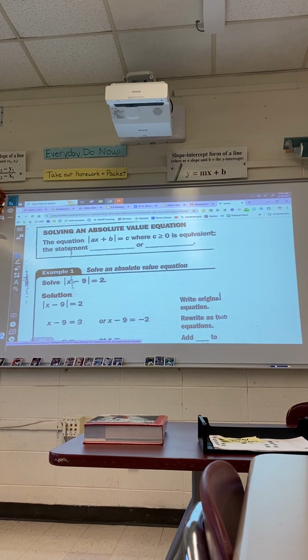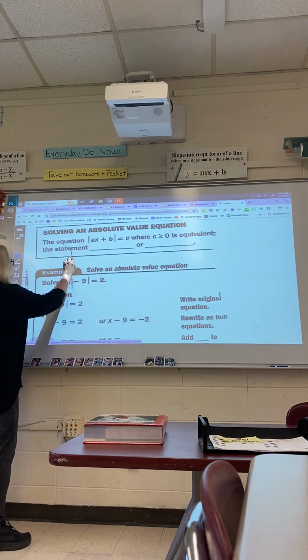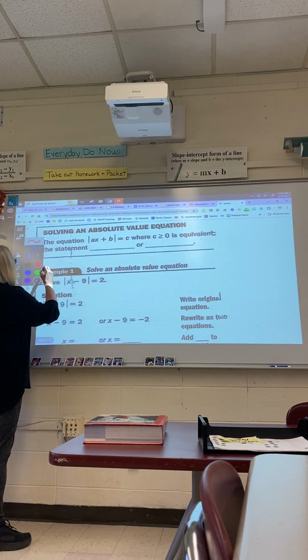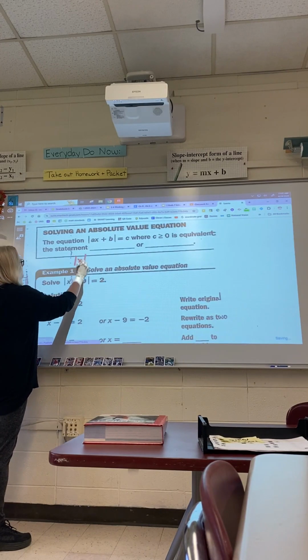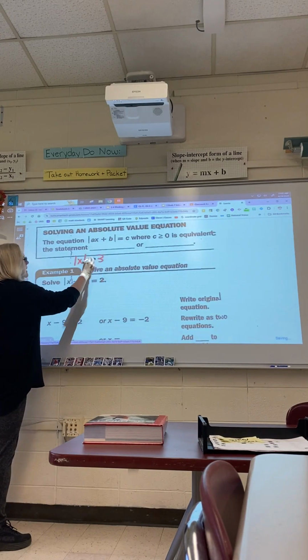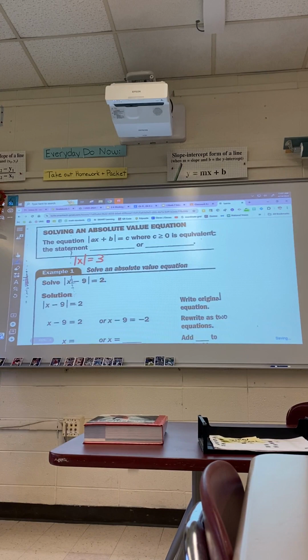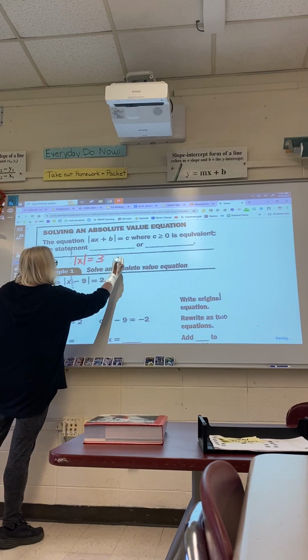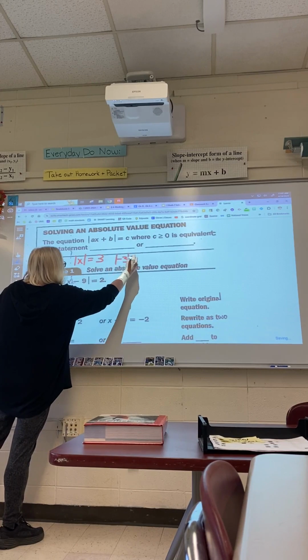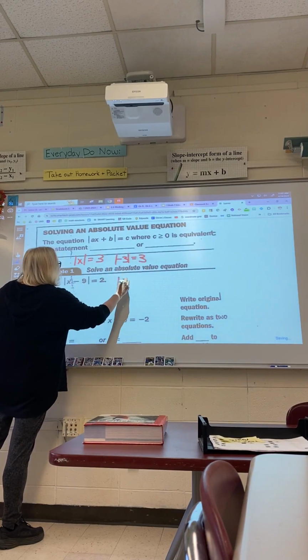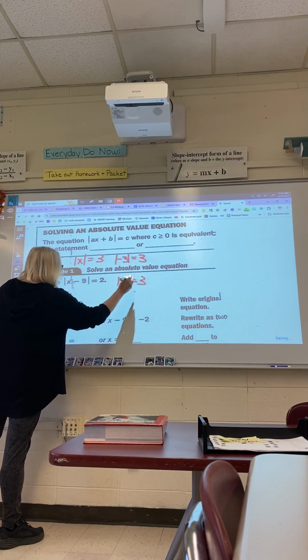Okay, so this is page 12 in your packet, and I'm going to go over absolute value. Now, if you think about this, and I ask you what are possible values for x, you would tell me that x could be -3, the absolute value of -3 equals 3, or x could equal 3.